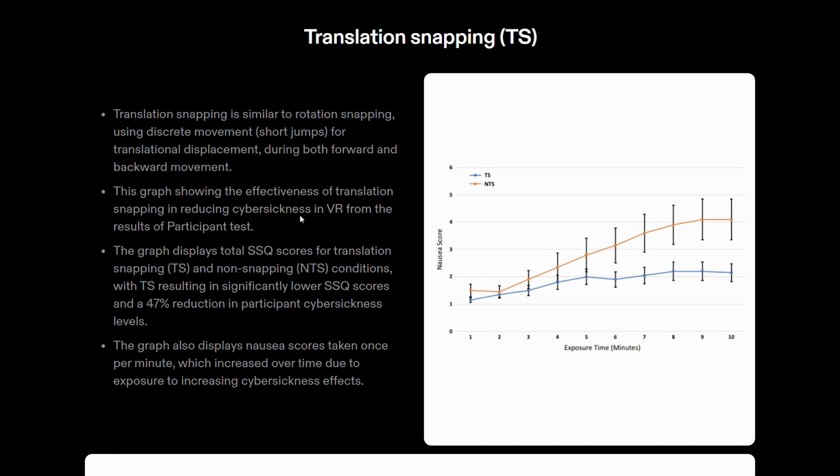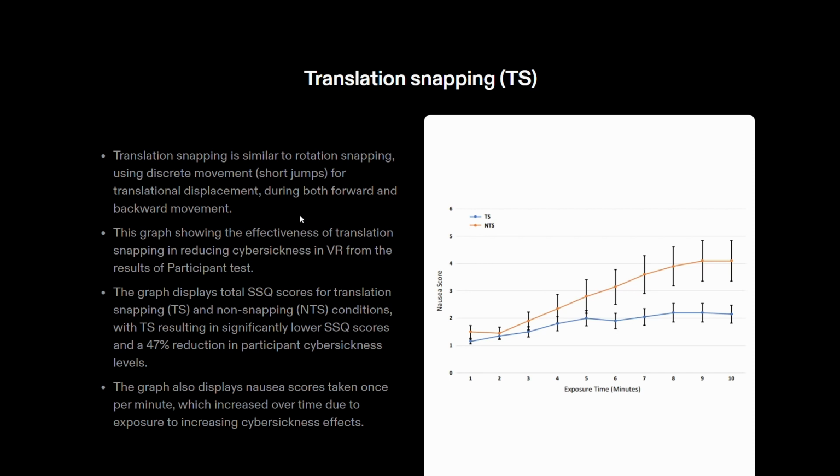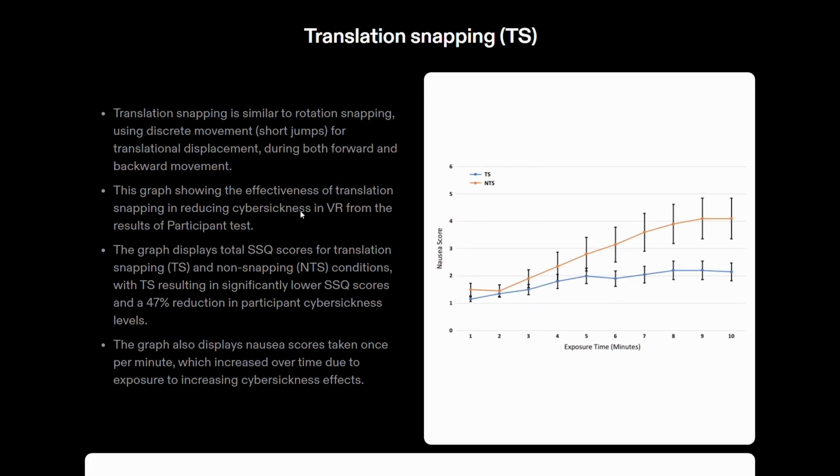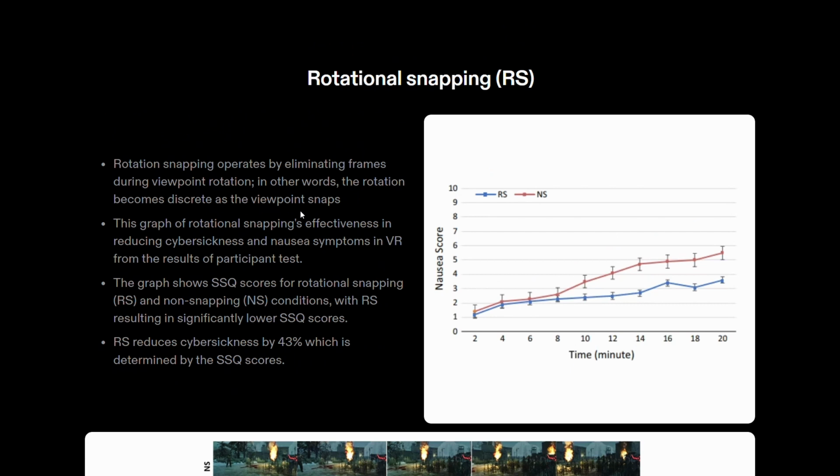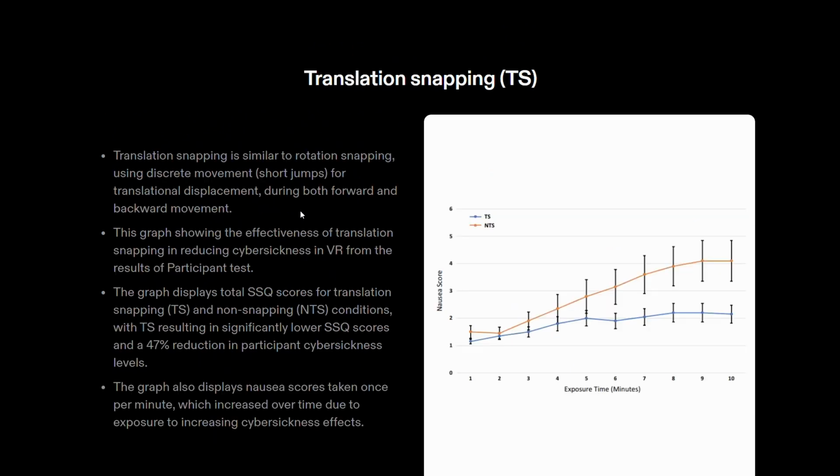The graph also displays the nausea scores taken once per minute, which increase over time due to exposure to increasing cybersickness effects. By using both rotational snapping and translational snapping, as you can see, these techniques are highly effective: rotational snapping can reduce cybersickness by 43% and translational snapping can reduce cybersickness by 47%.